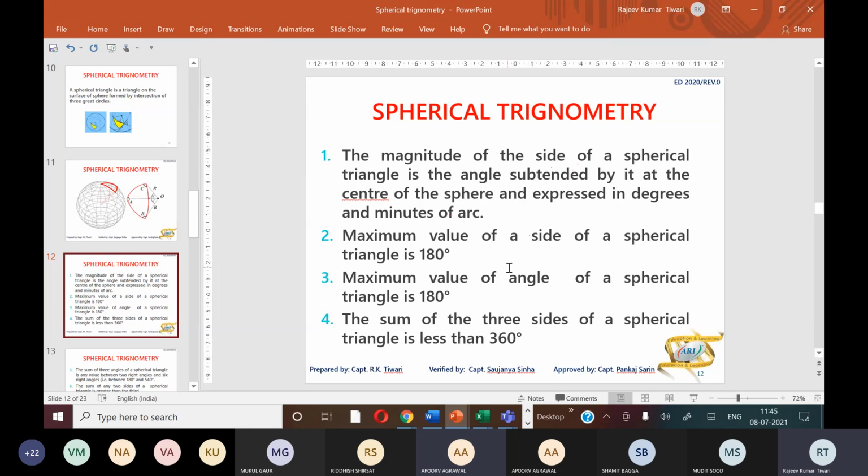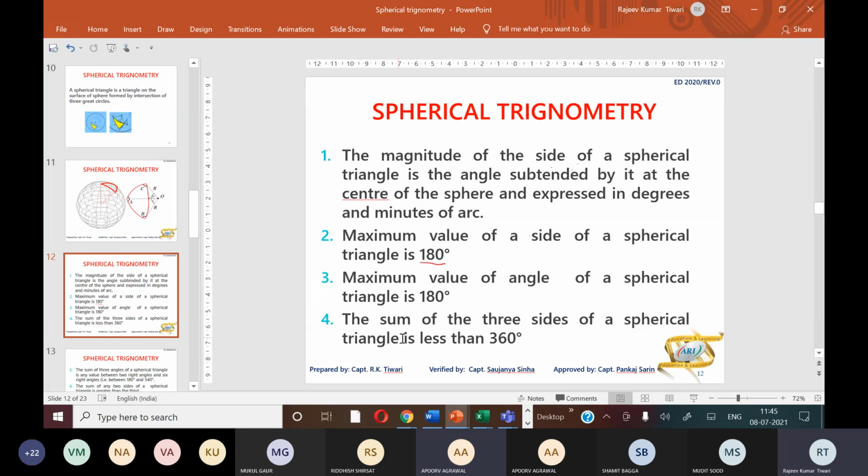The magnitude of a side of a spherical triangle is the angle subtended by it at the center of the sphere, expressed in degrees and minutes of arc. Unlike plane geometry where the sides are linear measurements, in spherical trigonometry the sides are angular measurements, the angle subtended at the center of the sphere. The maximum value of a side of a spherical triangle is 180 degrees. The maximum value of an angle of a spherical triangle is also 180 degrees. Remember.